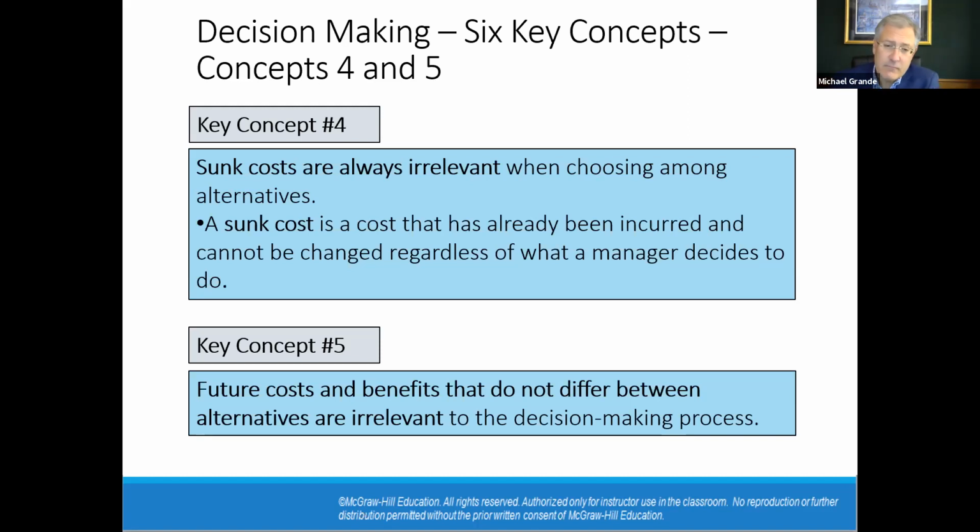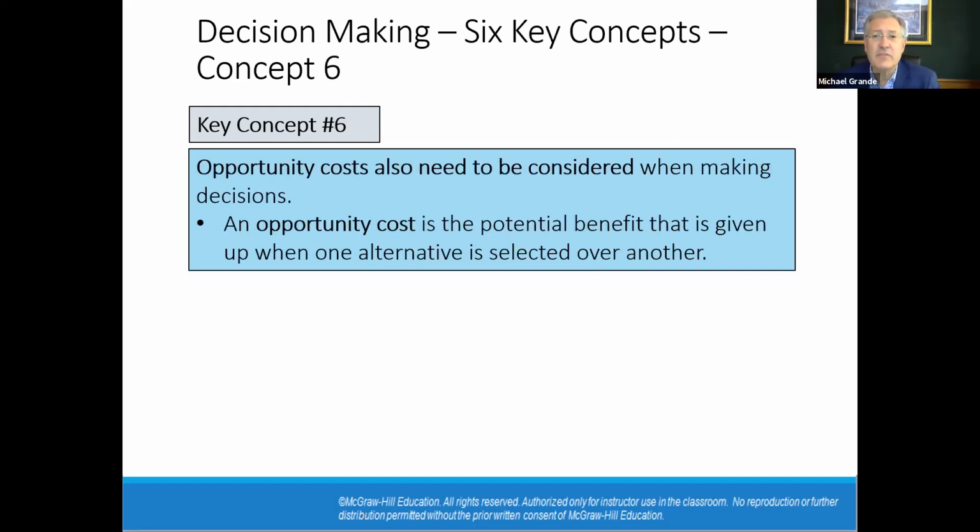Concept number five, future costs and benefits that do not differ between the two alternatives are irrelevant to the decision-making process, because there's no difference, there's no differential if they're the same under all alternatives. Concept number six, opportunity costs also need to be considered when making cost decisions. An opportunity cost is the potential benefit that is given up when one alternative is selected over another.